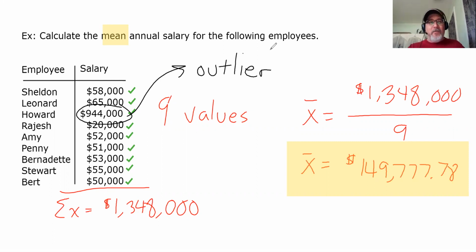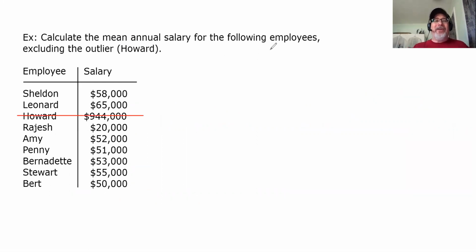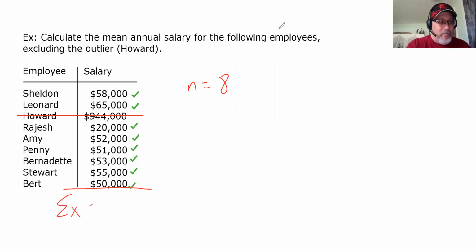To make the point, let's calculate the mean salary again, but this time we're going to exclude the outlier, Howard. So we'll cross him out for a moment. Maybe he's the CEO and everybody works for him. If we were to omit Howard, how would we calculate the mean now? Well, there used to be 9, so there should be 8 now. 1, 2, 3, 4, 5, 6, 7, 8. So n equals 8.